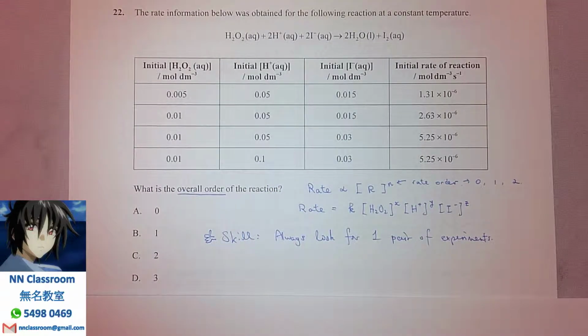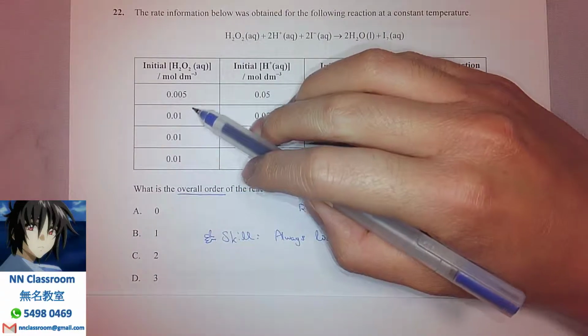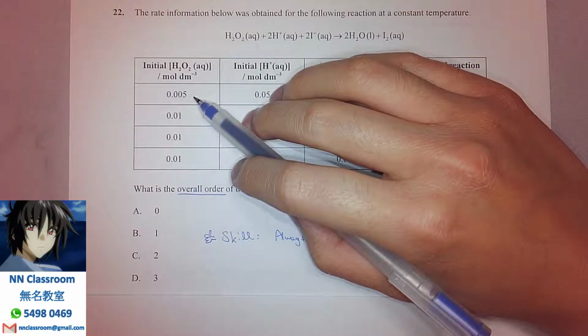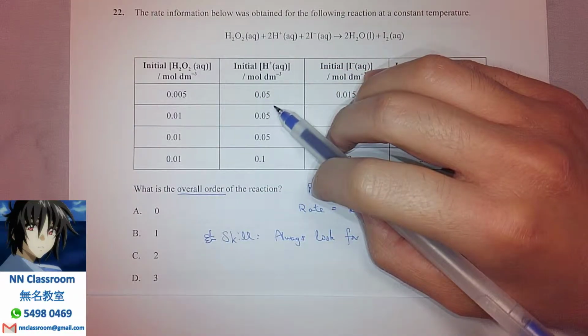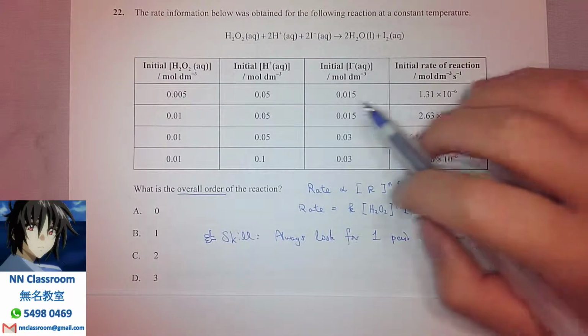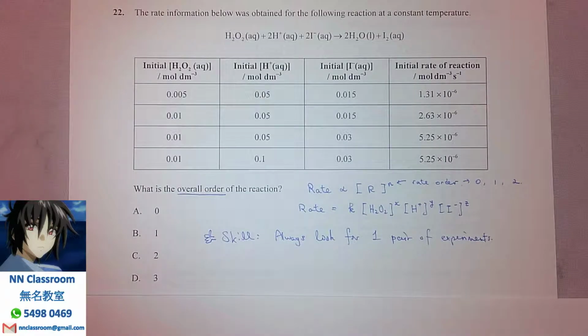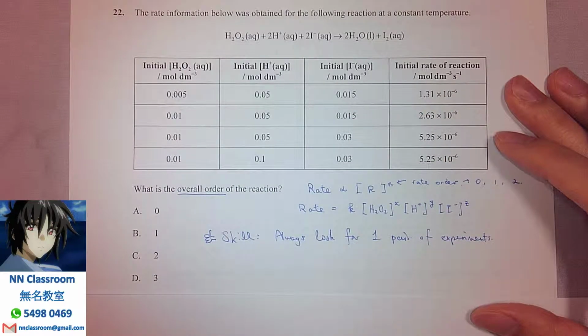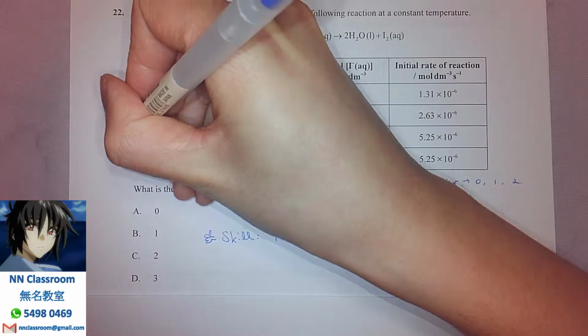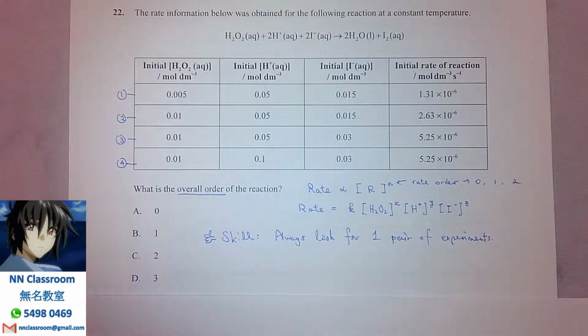But how do we choose this pair? The pair we choose is one in which only one of the concentrations is changing, but not the remaining. Otherwise, if two concentrations are both changing, we cannot draw a suitable conclusion of whether the rate change is due to the effect of this reactant or that reactant. If you're clear about that, first of all I will label the experiments for you as 1, 2, 3, and 4. So this is the fourth set of experimental conditions, right?